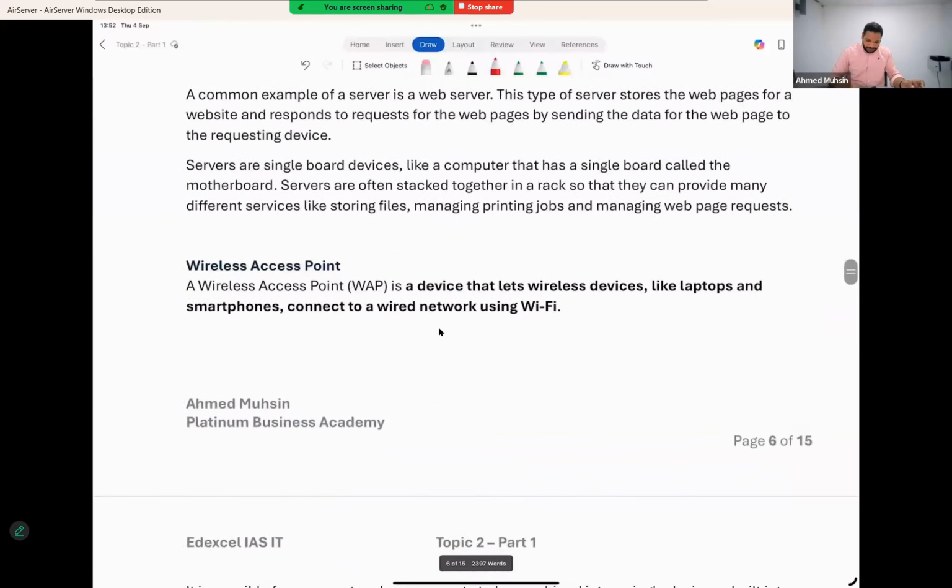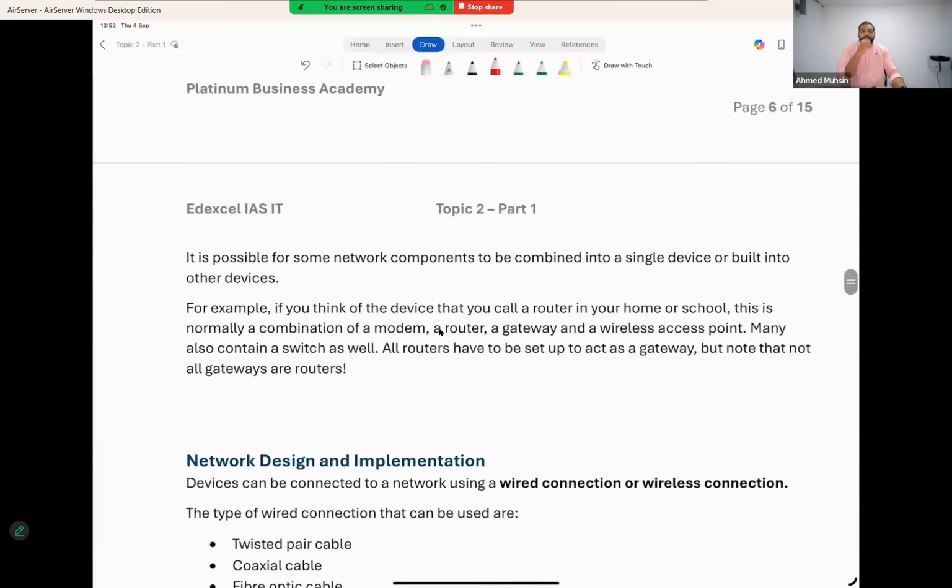Guys, can you read these last 2 paragraphs? It is possible for some network components to be combined into a single device or built into other devices. We just spoke about this. The router is a mixture of many devices, isn't it? For example, the device that you call a router in your home or school is normally a combination of a modem, a router, a gateway, an access point. You can also mention switch. Okay.